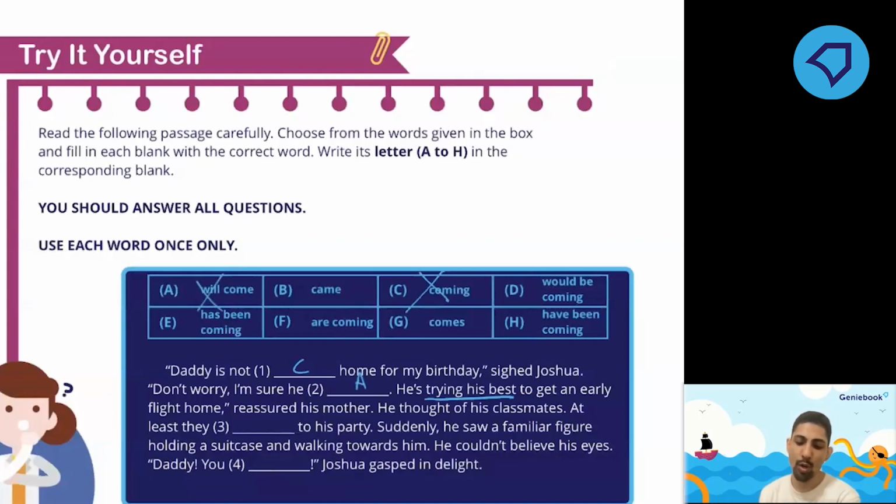"He's trying his best to get an early flight home," reassured his mother. To reassure is to repeat something to make someone feel confident. He thought of his classmates. "At least they..." Since we have already determined that the birthday is not there yet, what do we use for this one? We want to talk about a potential event happening in the future. And if you notice, everything over here is in the past tense, right? So if you say they are coming, it doesn't match the tense of the passage. So the best one would be they would be coming. They would be coming to his party.